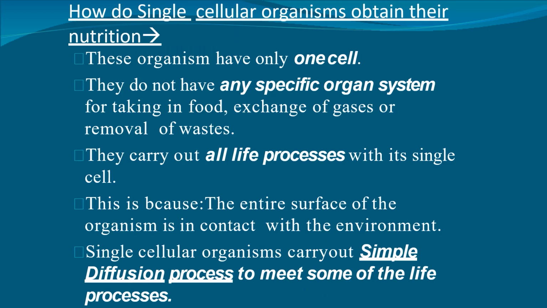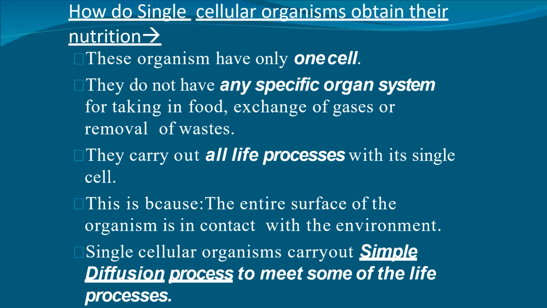These organisms have only one cell. That is why they are called unicellular. They do not have any specific organ or tissue system for taking in food, exchange of gases, or removal of waste. So, they carry out all their life processes with their single cell. This is because the entire surface of the organism is in contact with the environment.